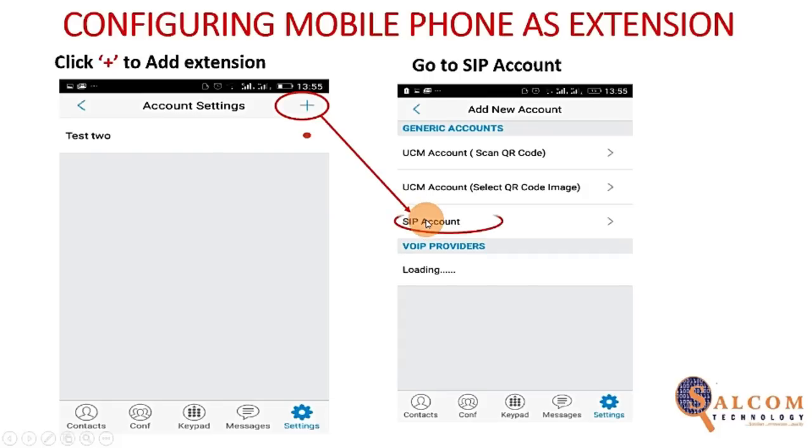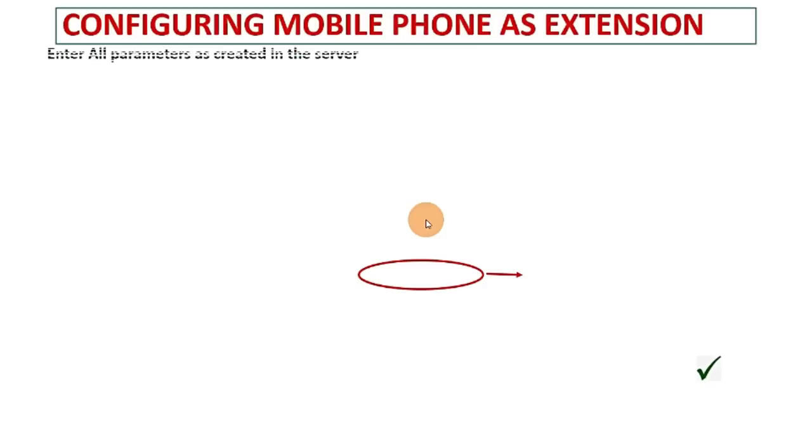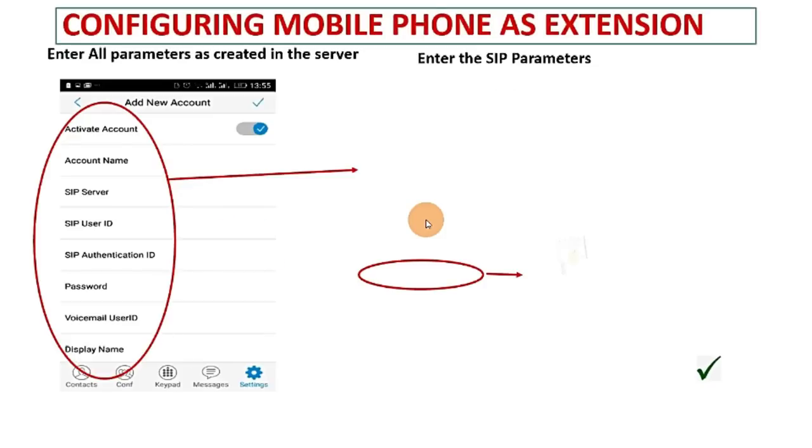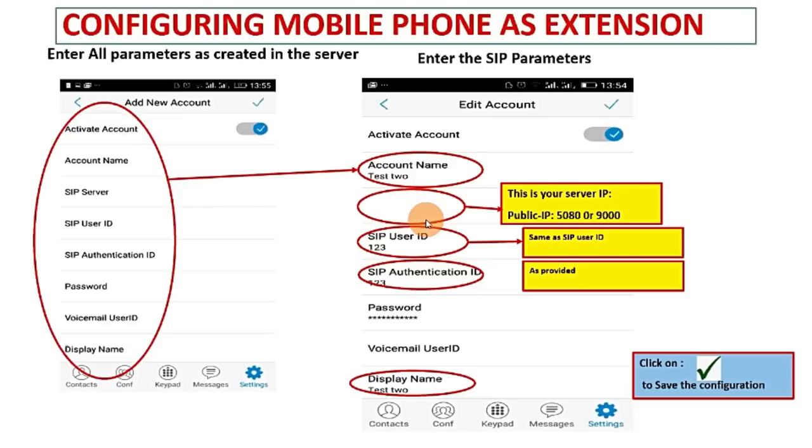Once you click on SIP account, it will show you the parameters that you need to insert. This is based on the parameters you created on your PBX server. This has to be done on each individual phone at the respective office or location. But you must know what the account name is. The account name is the extension name, then the SIP server.